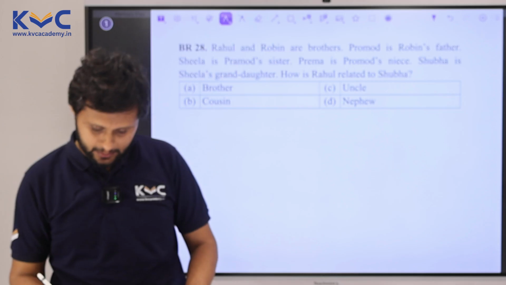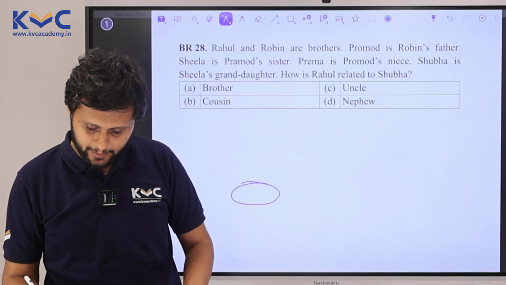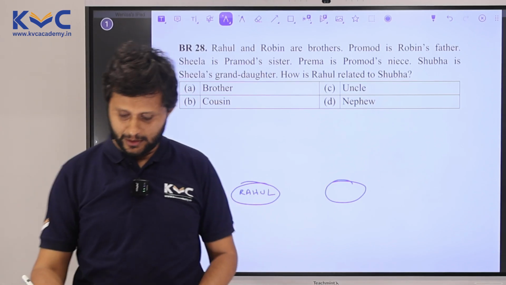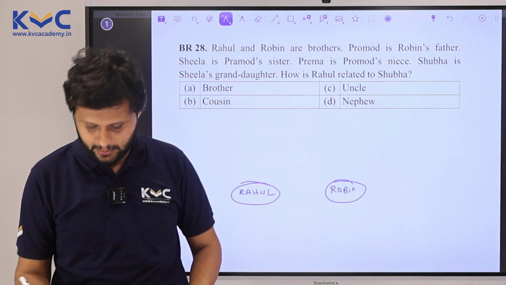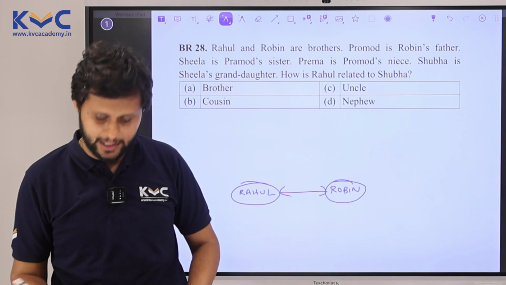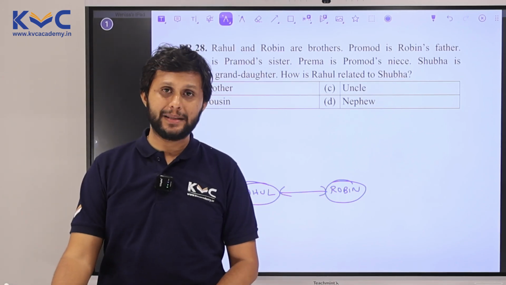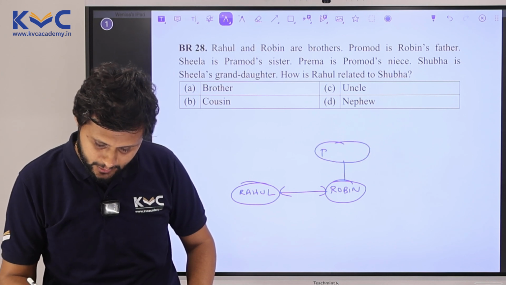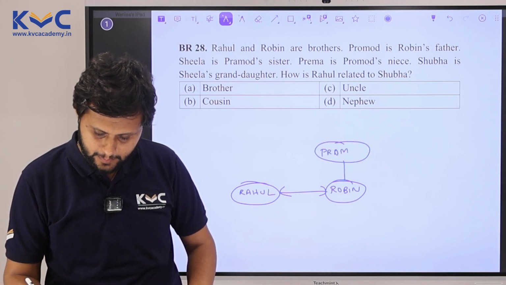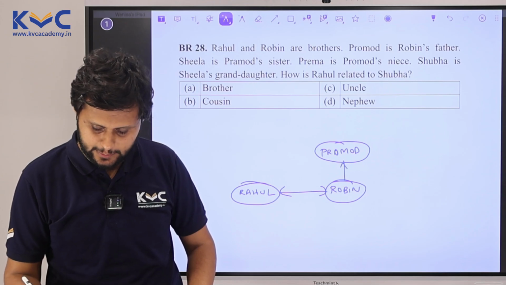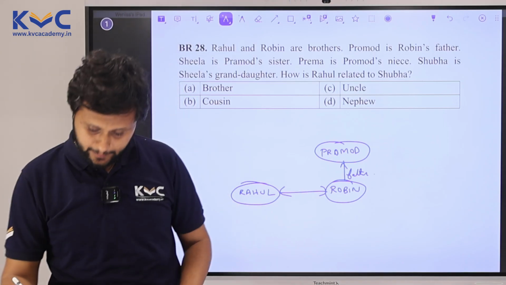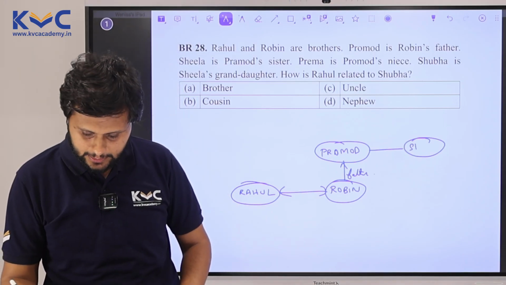Rahul, okay, and Robin. Rahul, you must have heard the name, and we have Robin. These are brothers, a two-way relation. Pramod is Robin's father. Robin is there, so we have Pramod over here. Pramod, okay, this is a father relation. Sheila is Pramod's sister, so Sheila is over here.